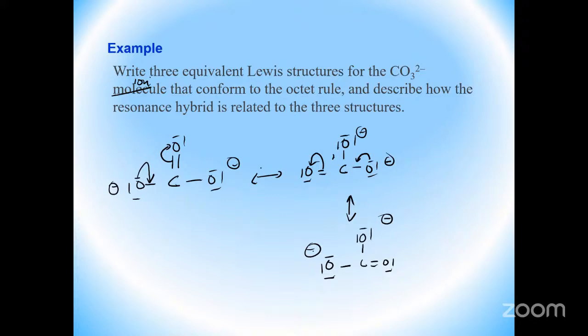Oh, I forgot to mention, whenever you see this symbol, an arrow with 2 heads, that basically indicates that the relationship between the structures on either side are resonance structures, all right? And let's show the questions.